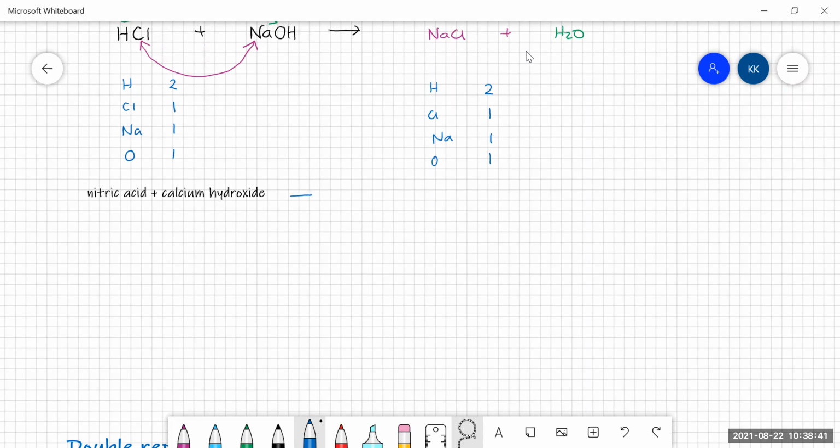Okay, how did you go? Acid plus metal hydroxide gives metal salt and water. The metal we're looking at this time is calcium. And nitric acid produces nitrate salts. So we're going to get calcium nitrate and water.